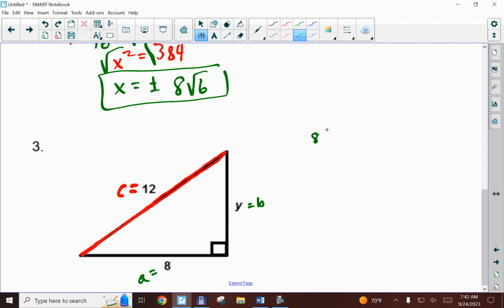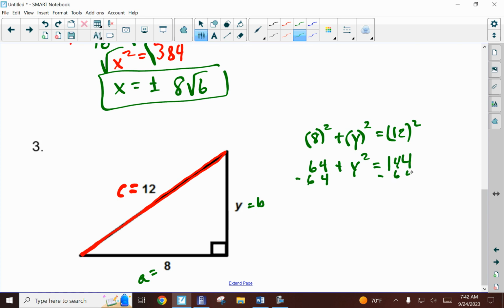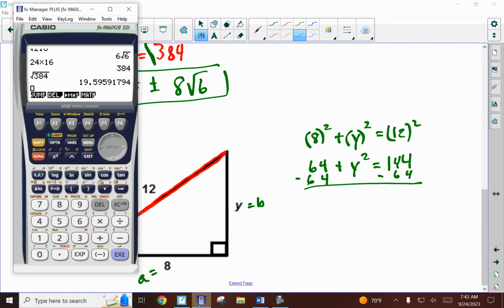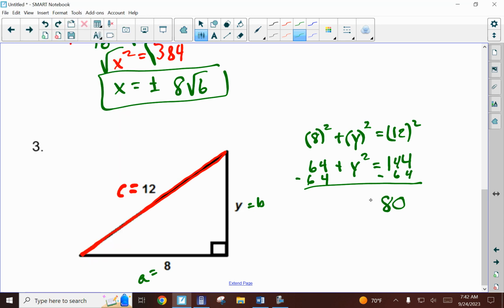So we would have 8 squared plus y squared. And again, I'm just going to go ahead and throw these in parentheses, even though in this question it doesn't matter, equals 12 squared. So we're going to have 64 plus y squared equals 144. And then we're going to subtract 64 from both sides. So if we subtract 144 minus 64, probably help if I put a minus sign in there, we end up with 80. So I have y squared equals 80.